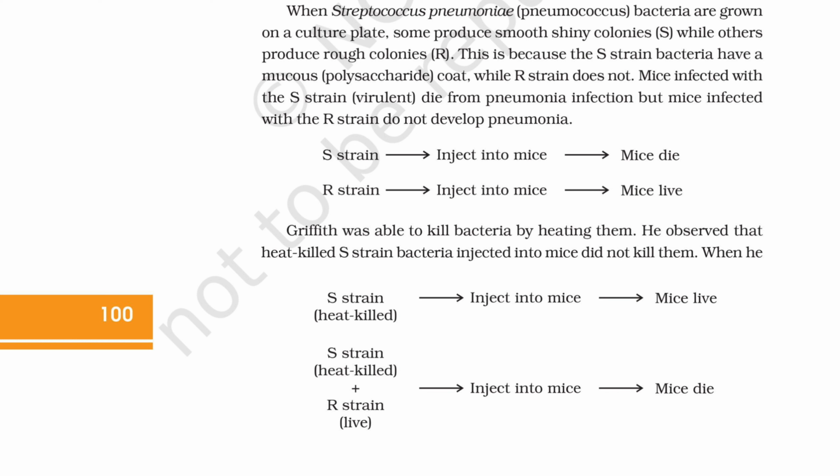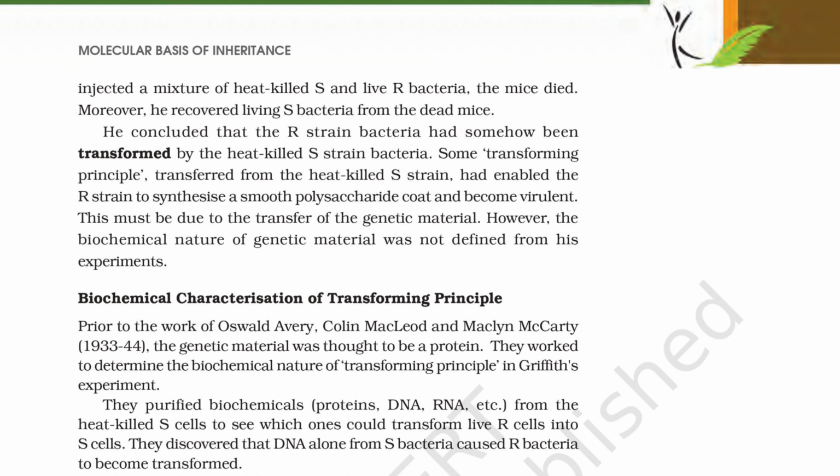Mice infected with the S strain, virulent, die from pneumonia infection, but mice infected with the R strain do not develop pneumonia. Griffith was able to kill bacteria by heating them. He observed that heat-killed S strain bacteria injected into mice did not kill them. When he injected a mixture of heat-killed S and live R bacteria, the mice died. Moreover, he recovered living S bacteria from the dead mice.